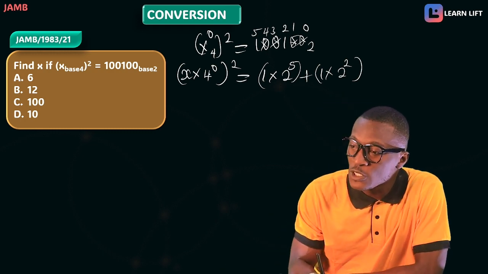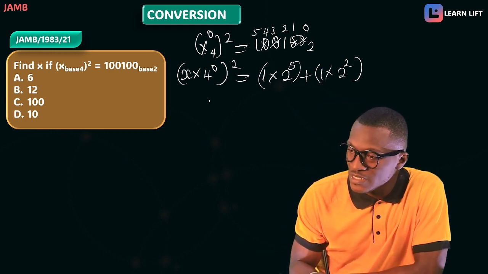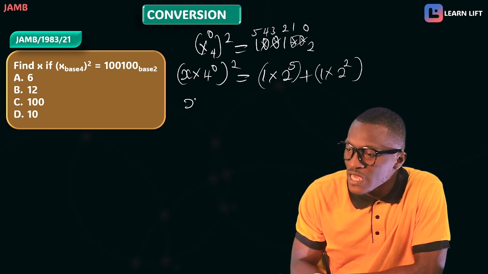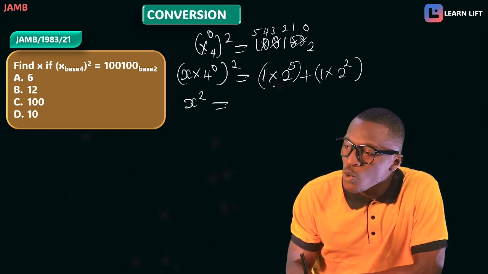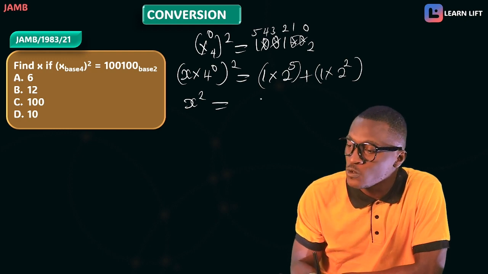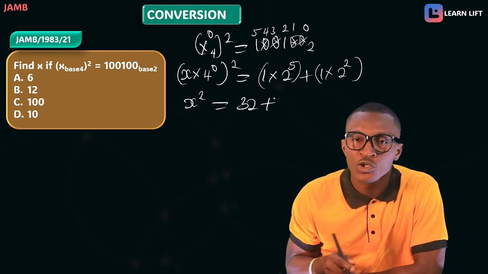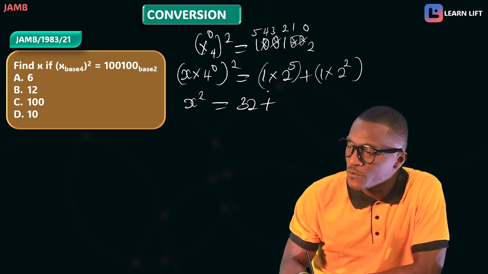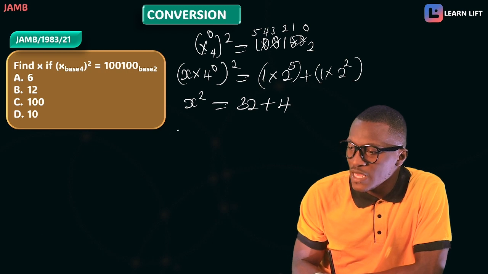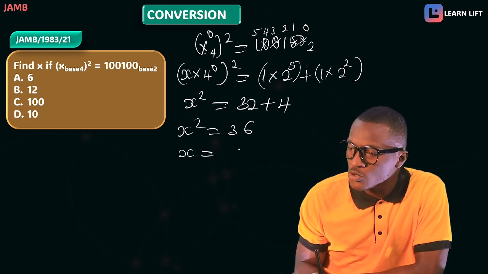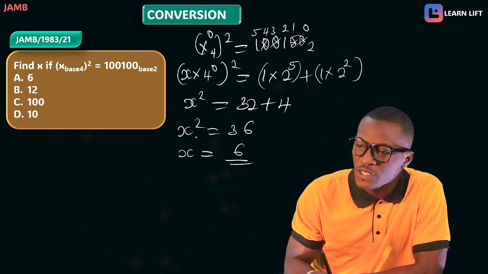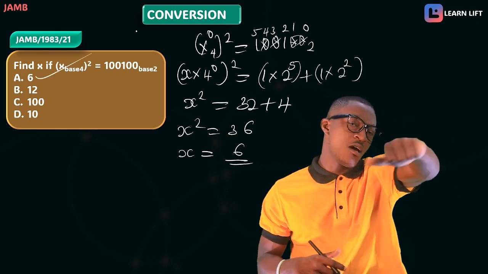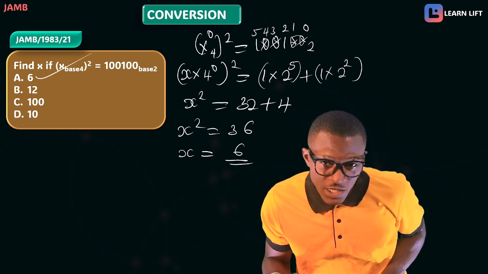So this now becomes, what's 4 raised to power 0? 1. 1 times x is x. So x squared is equal to 1 times 2 raised to power 5, which is 32, plus 2 raised to power 2, which is 4. So x squared is equal to 36. Therefore x is equal to 6. If you check that very well, that becomes your option A. Hooray! You feel that, right? Let's go to the next question.